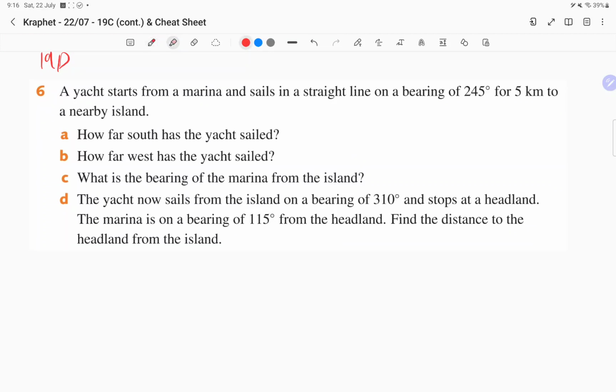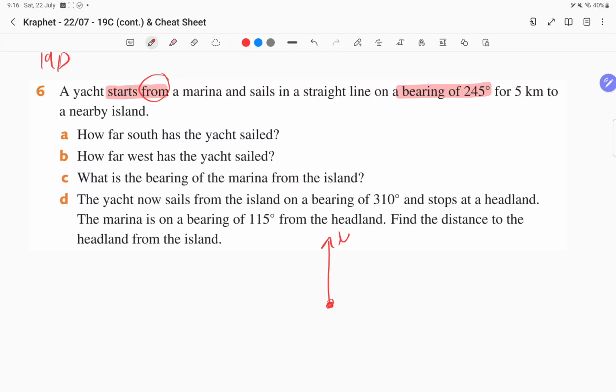So when you see a bearing question, look at the keyword here. Bearing, yes. Now, of 245 for 5 kilometers. So bearing of 245, and where do they start from? Starts from a marina, right? The keyword you're looking for is normally "from where", because for a bearing you always need to draw the north line from some point. We need to know where that point is. Once you've got the north line from that point, you can draw the bearing in, and it's always clockwise.